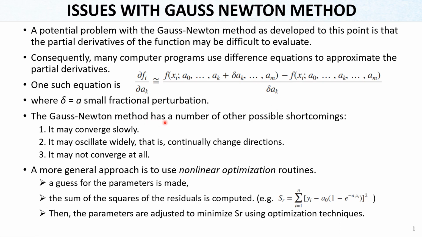And the Gauss-Newton method has a number of other possible shortcomings. It can converge slowly, oscillate widely, and continually change directions, and it may not converge at all. These are regular issues of each iterative method. A more general approach is to use nonlinear optimization routines. In these, a guess for the parameter is made initially. The sum of squares of the residuals is computed using this sum of squares function. Then the parameters are adjusted to minimize SR using optimization techniques. In the end, you find the parameters by using this nonlinear optimization routine.